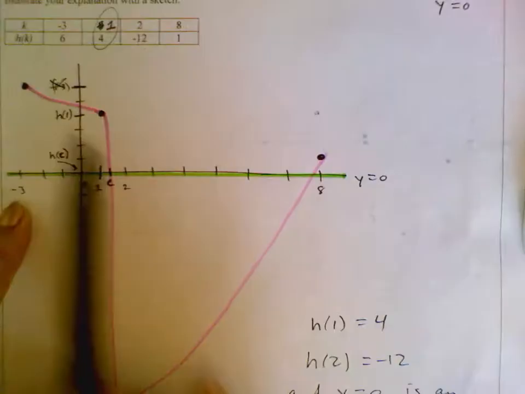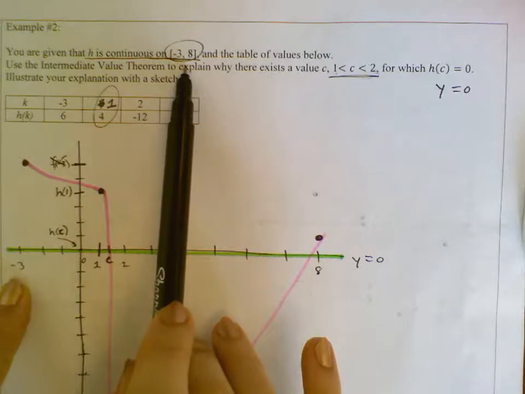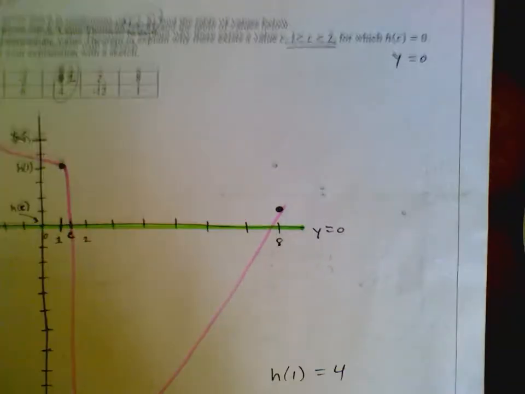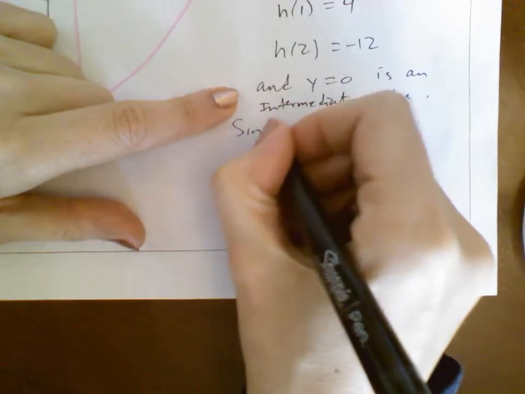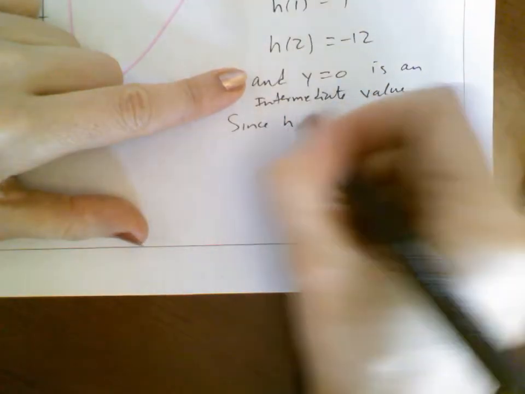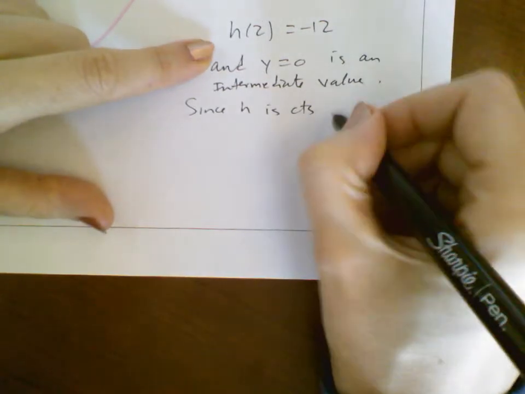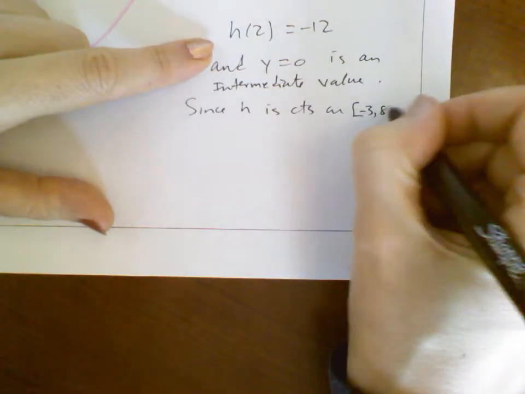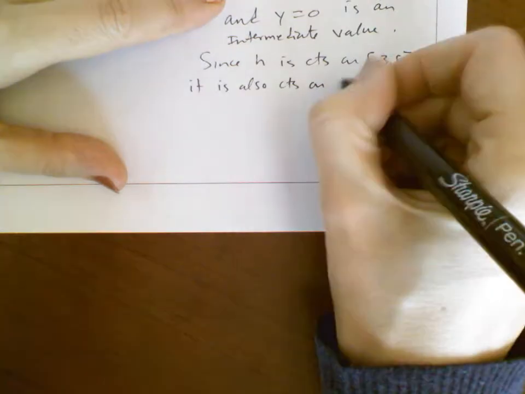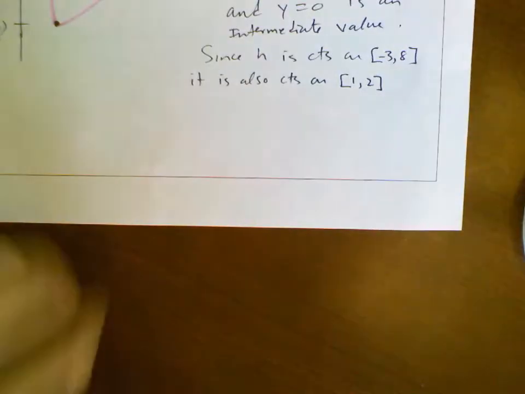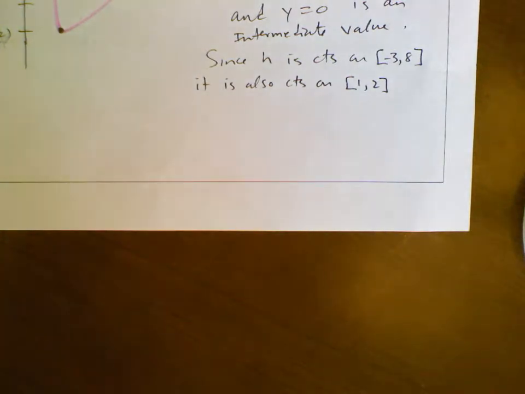So, look at your picture, we were able to connect all of these dots. If H is continuous on negative 3 to 8, then it must also be continuous on 1 to 2. So we're gonna say that this time. Since H is continuous on negative 3 to 8, it is also continuous on 1 to 2. And for now, guys, you're just trying to mimic me as much as you can in class, and in video 12, I'll give you the formal theorem.